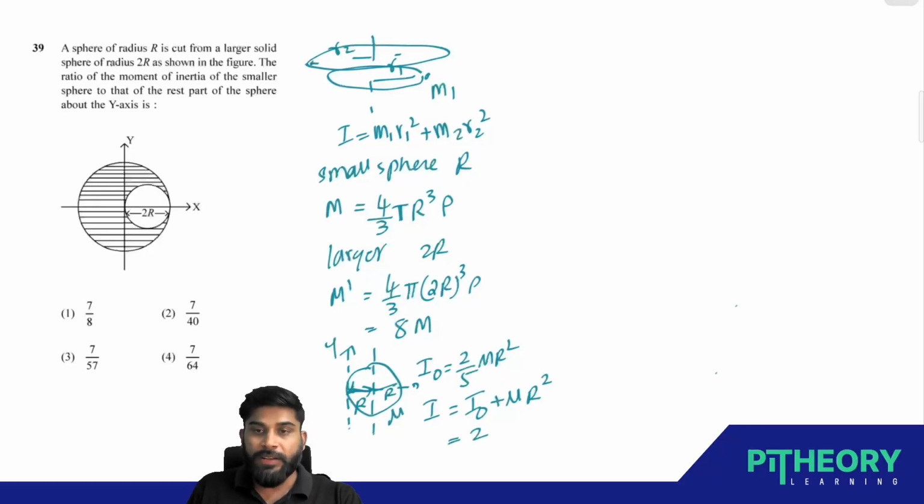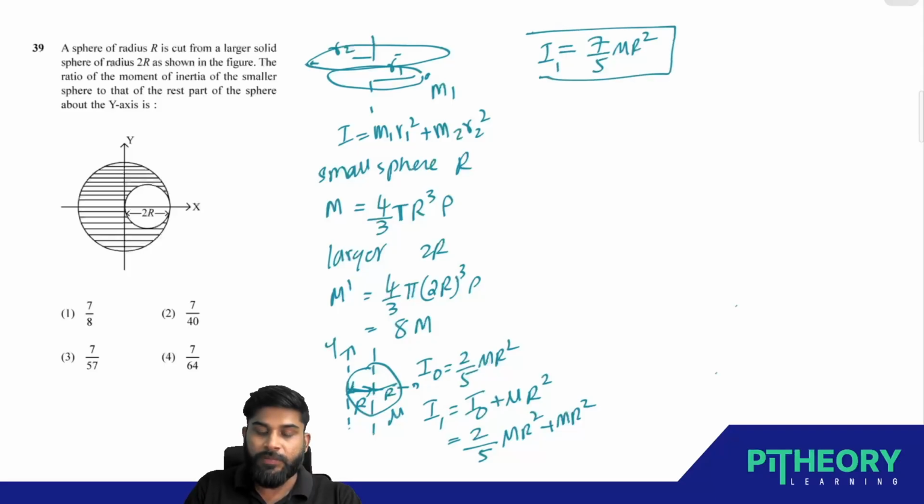So it will be very clearly 2 by 5 mr square plus mr square. All right. So how much will that be equal to? 5 plus 2, 7 by 5 mr square is what you'll be getting as the moment of inertia of the smaller sphere. Correct? With respect to what? Y-axis. Let's mark it as I1. So this is the moment of inertia of that smaller sphere with respect to y-axis.